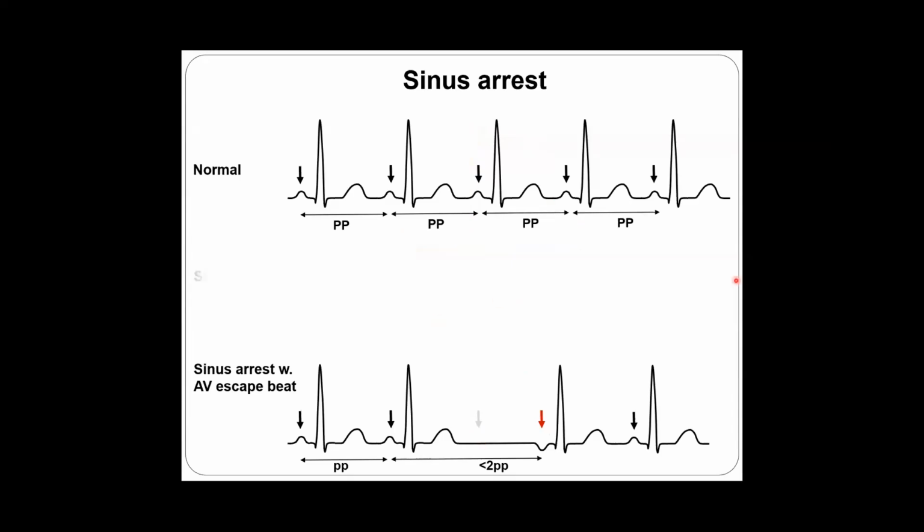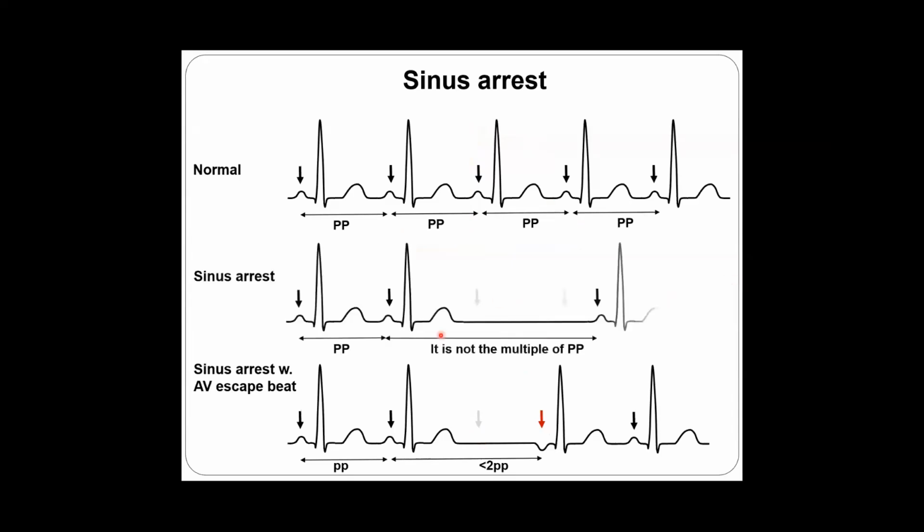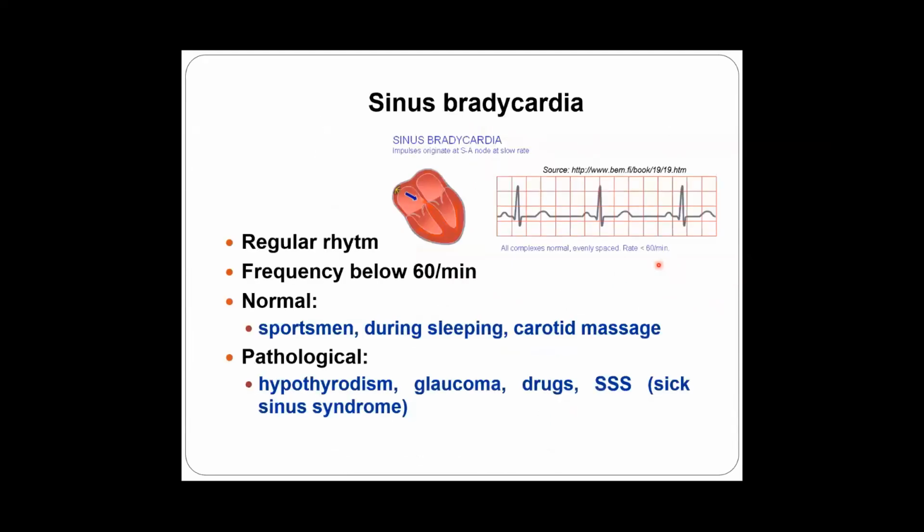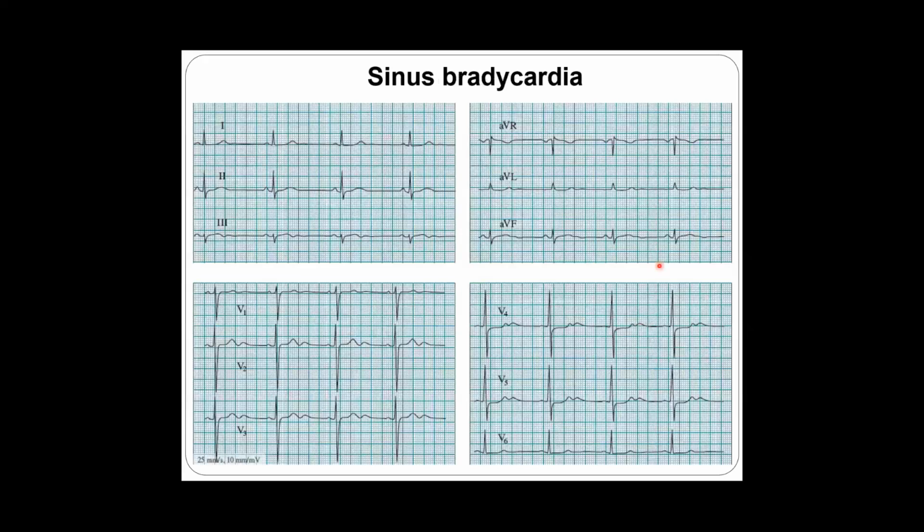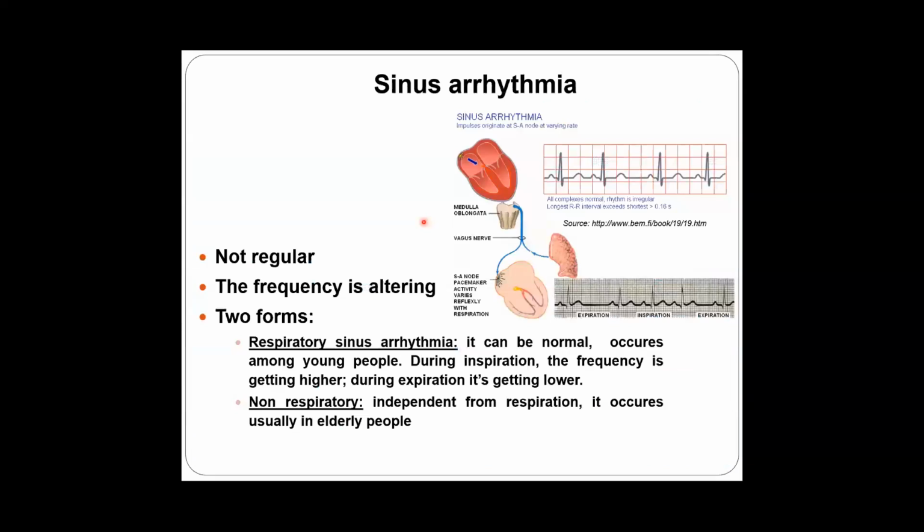So this is what I was saying, that this is a multiple of the normal PP interval, but in a lot of cases we do have a premature escape beat that makes it a little bit shorter. Sinus bradycardia, again, a lot of things can cause it, normally or otherwise. This is what it looks like. That's a sinus bradycardia, it is rhythmic. The P wave is identical, positive in lead 2, negative in AVR, and so on.